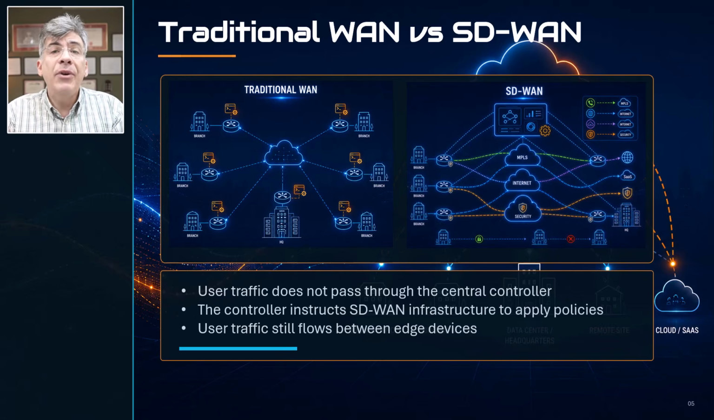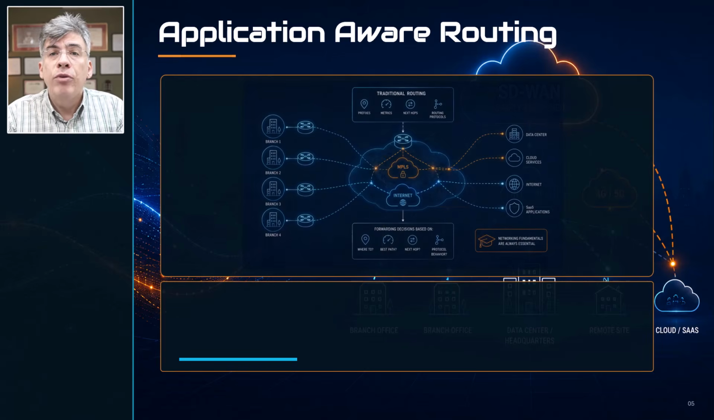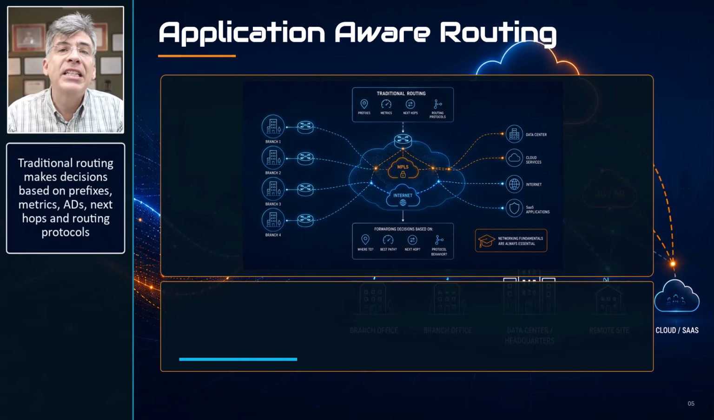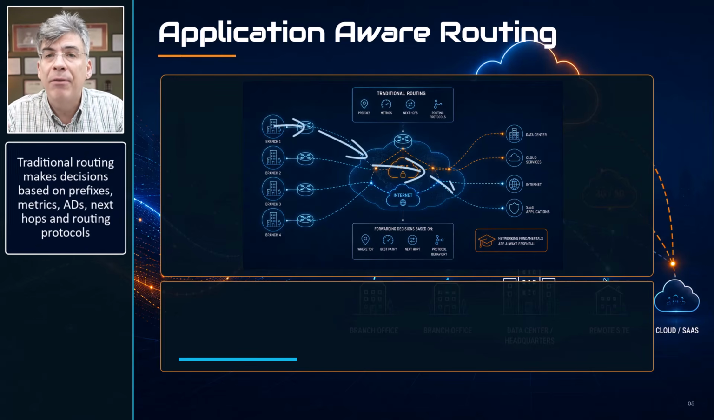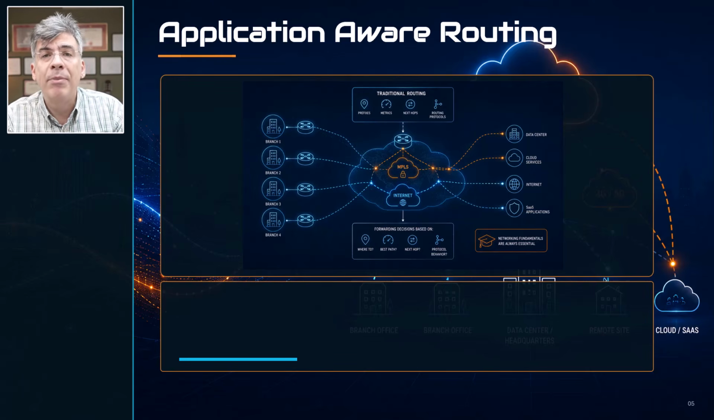Now, another important idea is application-aware routing. Traditional routing usually makes forwarding decisions based on network information, such as prefixes, metrics, administrative distances, next hops, or routing protocol behavior.